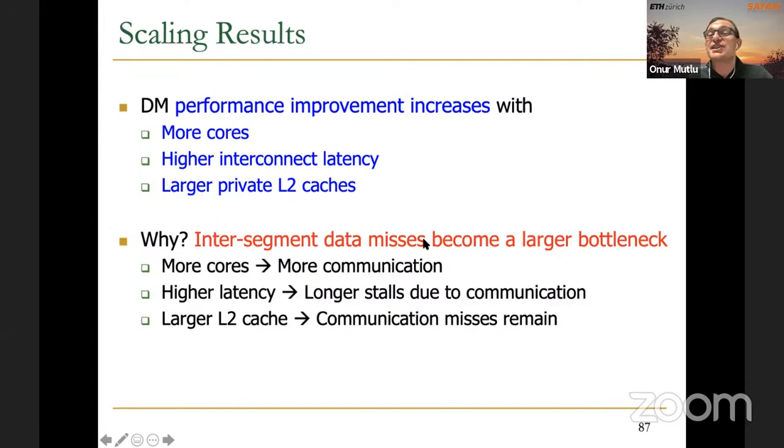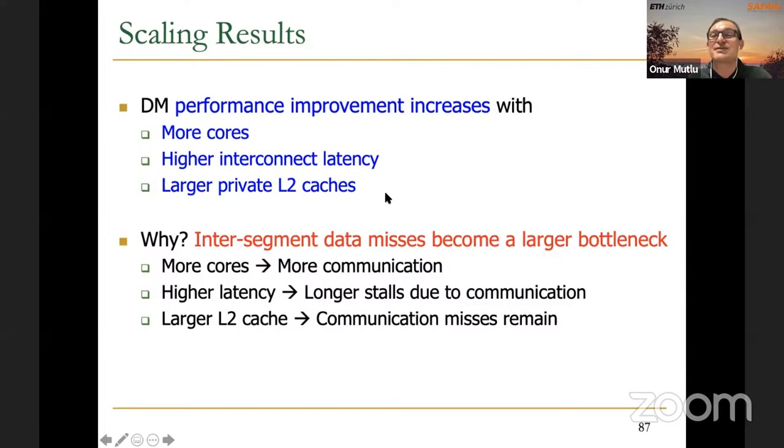Why? Because inter-segment data misses become a larger bottleneck. These are actually very interesting special misses, right? They're communication misses, right? You're communicating a piece of data from one core to another core, one thread to another thread. They're really communication misses. We're going to talk about misses when we talk about cache coherence a lot more. But this is not a capacity miss. This is not a conflict miss. And this is not a cold miss also in caches. It's really a communication miss.